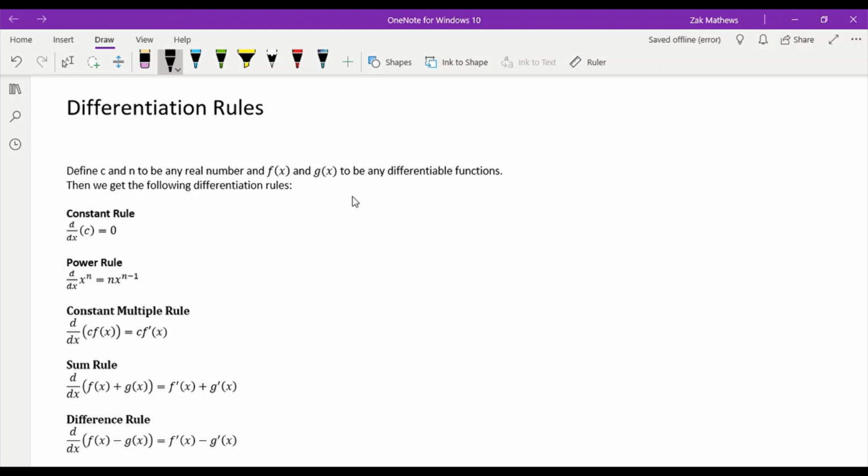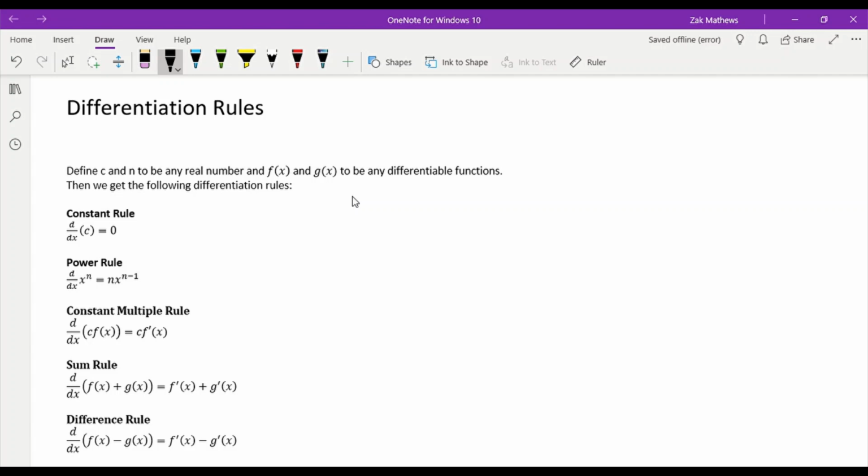In this video, we're going to look at the differentiation rules. In a previous video, we saw how to take derivatives using the formal definition of a derivative, that is the limit of the difference quotient. But that is cumbersome and a long process, and there are some shortcuts we can take.